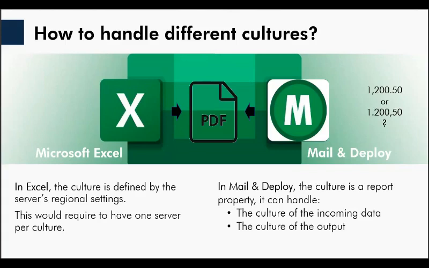What's refreshing in Mail in Deploy is that it is using a particular Excel API that actually allows changing the culture or locale on the fly. So in Mail in Deploy, we can define the locale or the culture of the incoming data. So how should you expect your data to come in from ClickSense? Commas versus periods. Are those thousand separators or decimal separators? And another parameter in Mail in Deploy defines what should be the culture of the output.